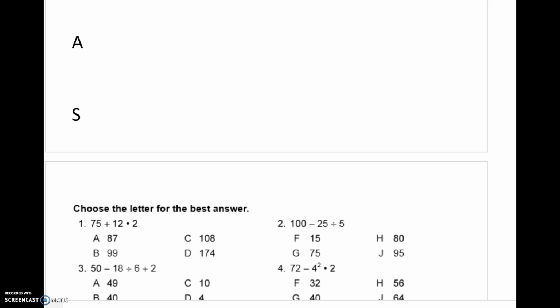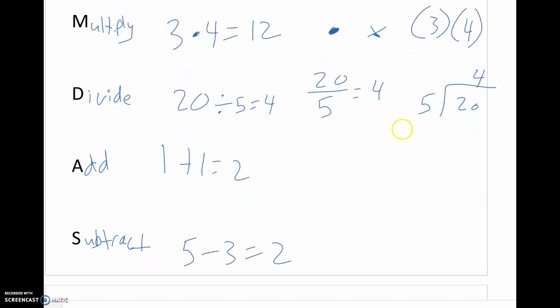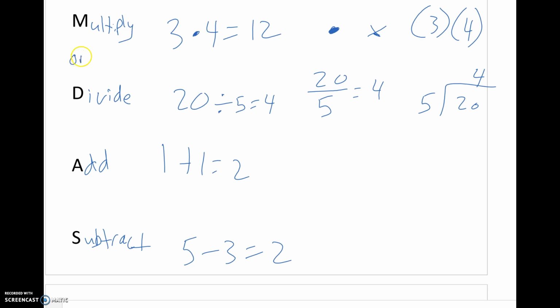All right, final two things are A and S, which stand for add and subtract. Okay, 1 plus 1 equals 2. 5 minus 3 equals 2. Okay, so one quick note here with multiply and divide. Put a little "or" between the M and the D, and also an "or" between the A and the S. Okay, so multiply and divide are sort of together here, and so is add and subtract. Okay, and we'll explain why in just a minute.